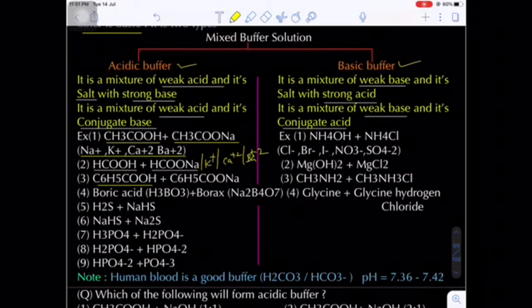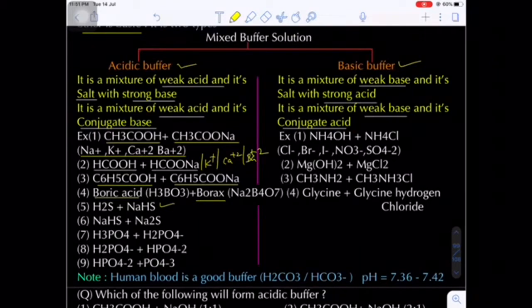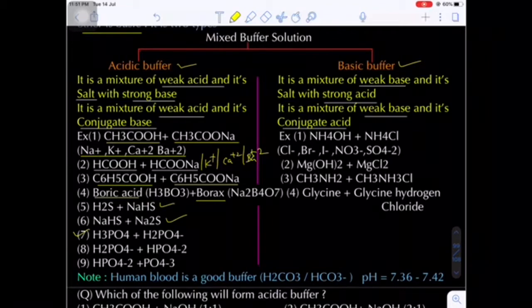And one more example, benzoic acid. Do you know in organic chemistry benzoic acid is a weak acid as compared to the mineral acids. Now sodium benzoate or potassium benzoate. The next example, we have boric acid H3BO3 and borax Na2B4O7. Hydrogen sulfide, sodium hydrogen sulfide, sodium hydrogen sulfide plus sodium sulfide.